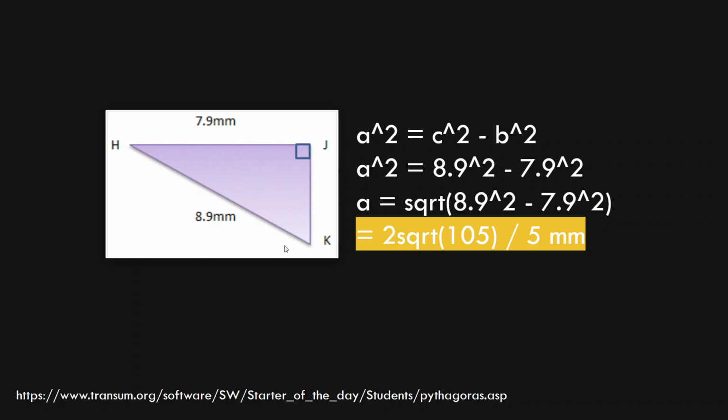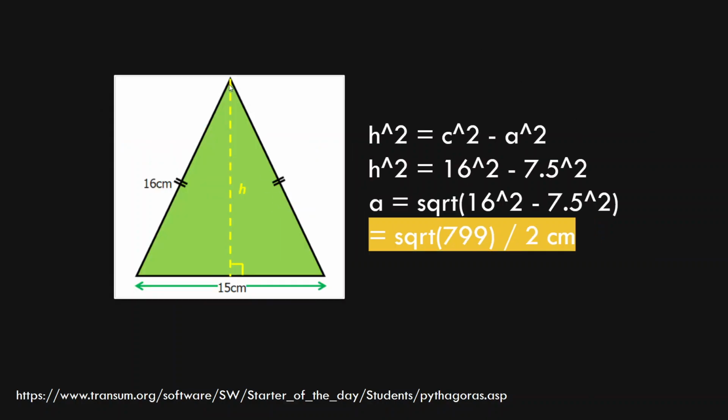And this one, although the triangle is flipped vertically and horizontally, we can identify which side we want to find. So basically, we already have the hypotenuse and we already have one of the sides. So we can use the formula a squared is equal to c squared minus b squared. And so c here, the hypotenuse, is 8.9, and b here is 7.9. So you substitute that in, and then you square root the whole equation, and you get 2 square root 105 over 5 millimeters.